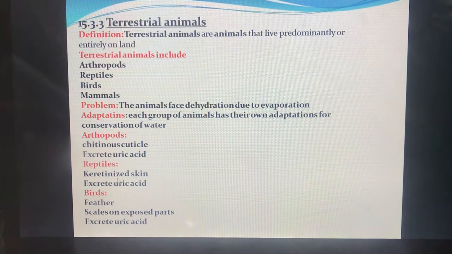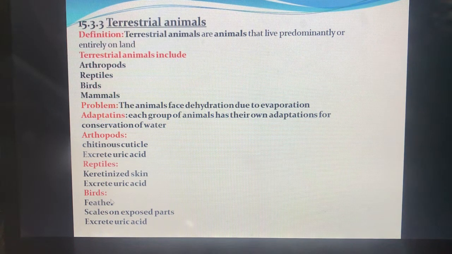Reptiles have keratinized skin. Their skin has a tough, insoluble protein. Besides this, they also excrete uric acid. And their skin is also provided with several armors, some in the form of scales, some in the form of plates, some in the form of spines, etc.